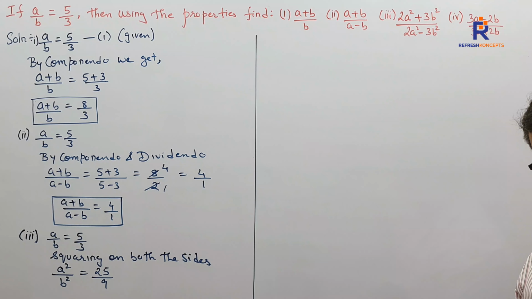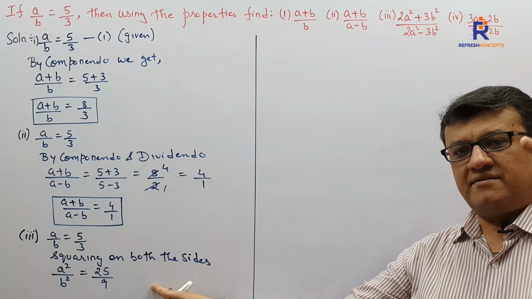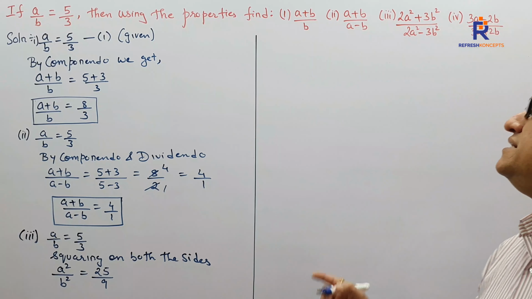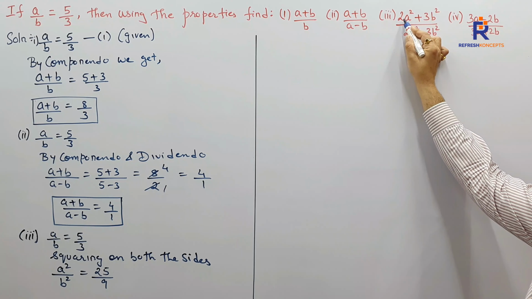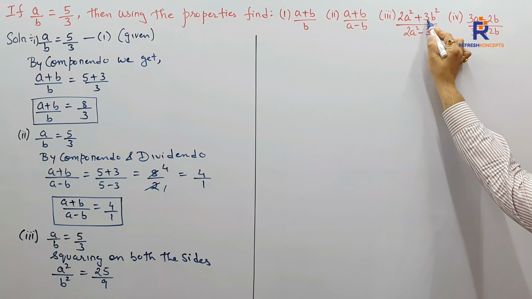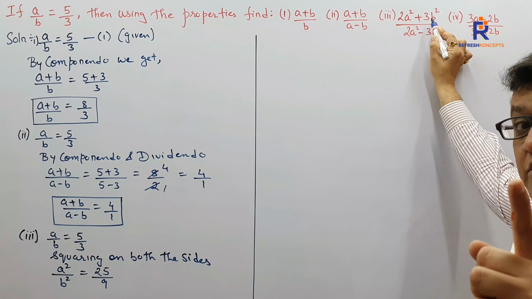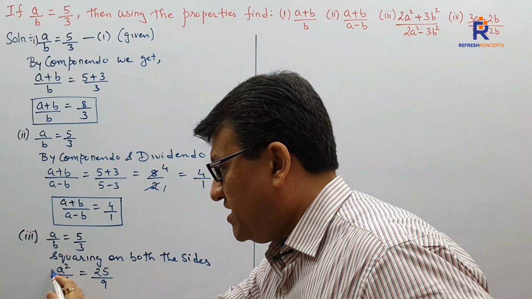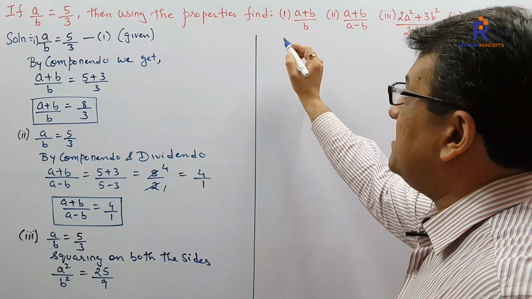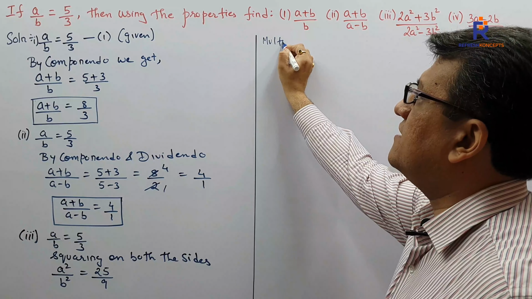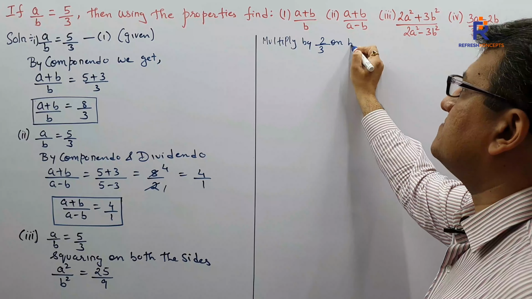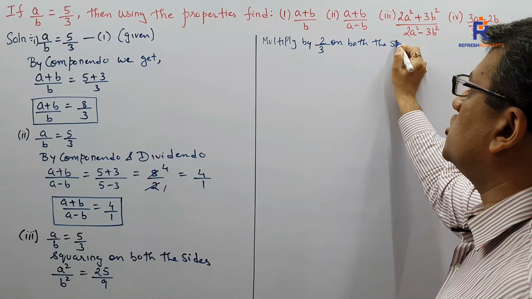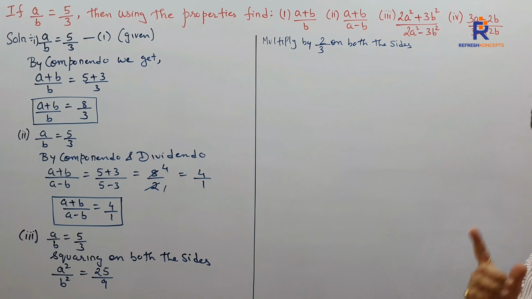Once again, in this particular sum, I shall reiterate many number of times: ratio, power, coefficient. Now look at what is the number associated with a square. It is 2. What is the number associated with b square? It is 3. So that's the reason I shall now say multiply by 2 by 3 on both the sides.